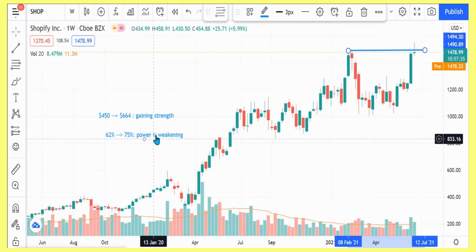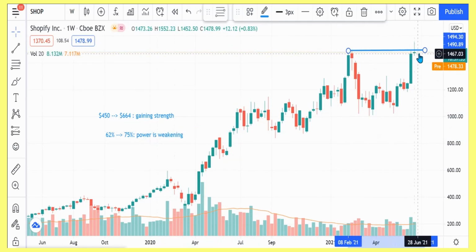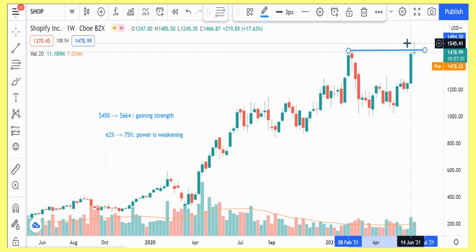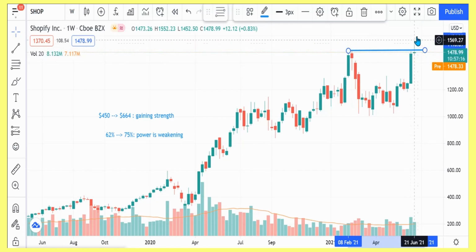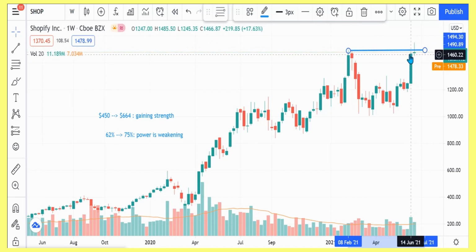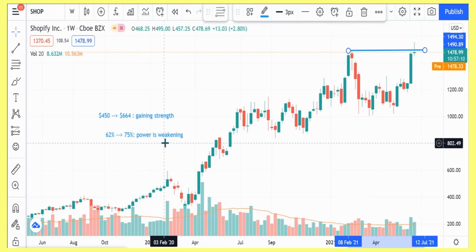But since the power is weakening, it will have a bit of hurdles to move further up from the previous high that we have already plotted in this line here. So it could be that the price may move down, or if it moves up, it wouldn't be in that very strong fashion. That's basically what it means when the power is weakening.